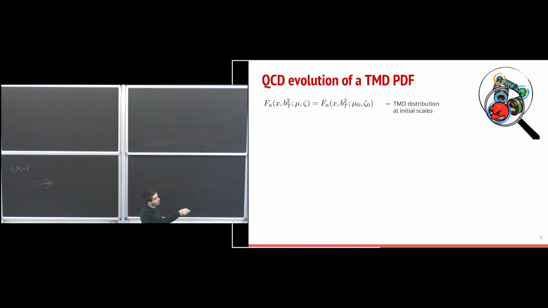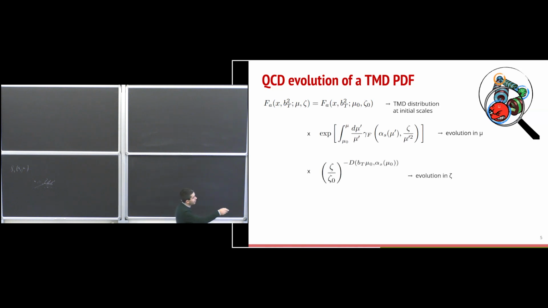So you take the Fourier transform of the TMD PDF at these 2 scales, and you evolve them by 2 factors. The first one comes from the evolution in mu, and the second one from the evolution in zeta. So the evolution is multiplicative in this b space. If you know the 2 anomalous dimensions, gamma_F and D, for these evolutions, then you can calculate the evolved distribution. The good thing is that these 2 anomalous dimensions are calculable in perturbation theory, so they are power series in alpha strong.